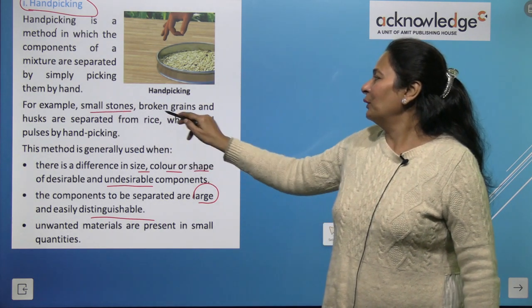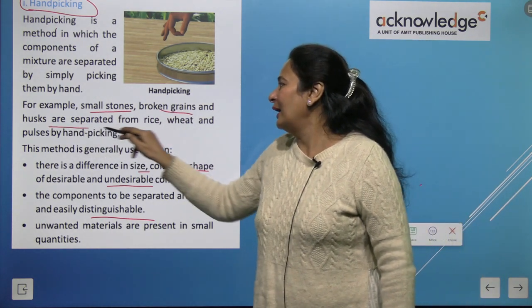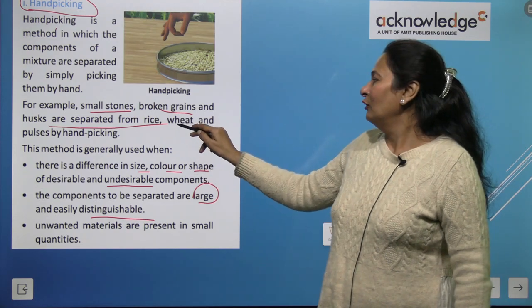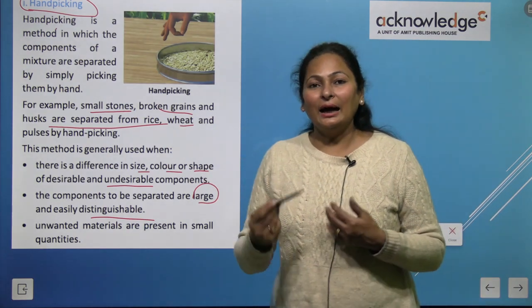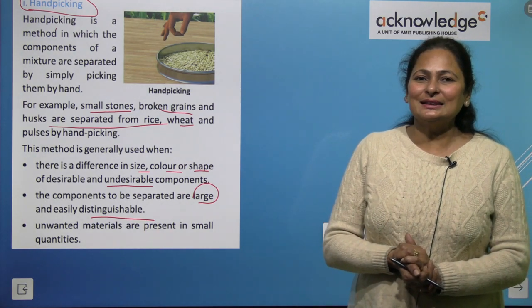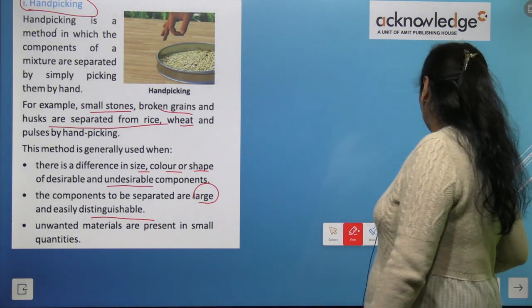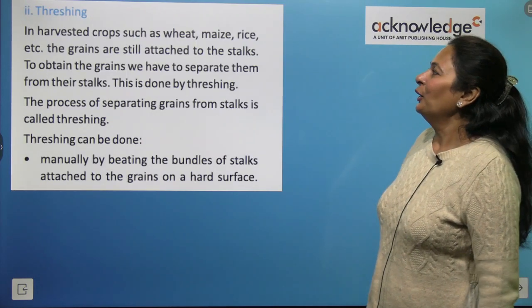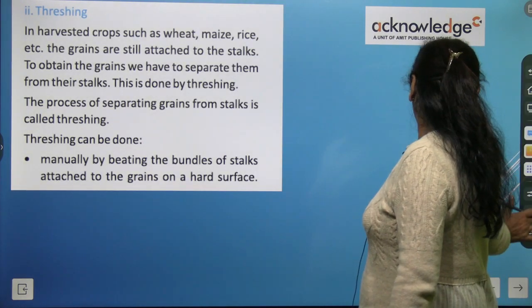Small stones, broken grains and husks are separated from what? From rice, wheat and from pulses. So have you understood this method, kids? Very good. Now move on to the next method, which is threshing.